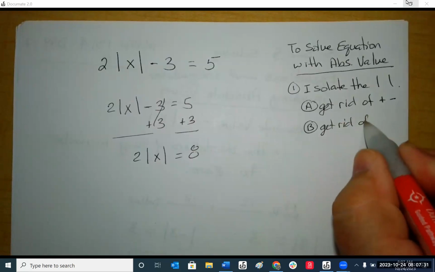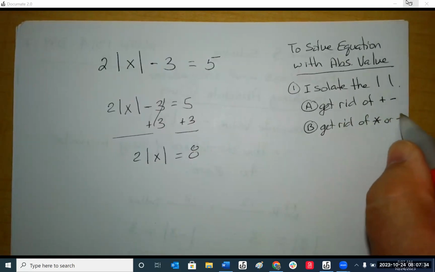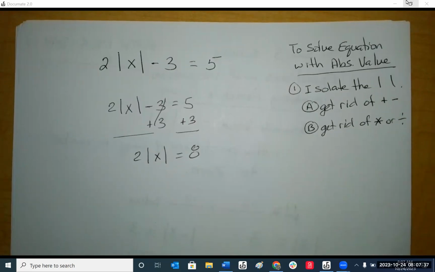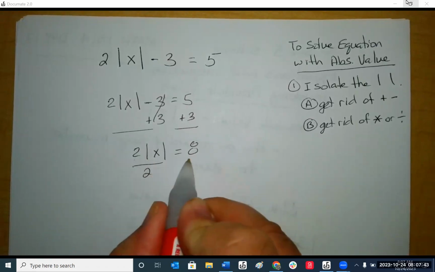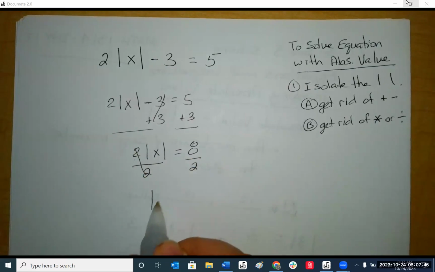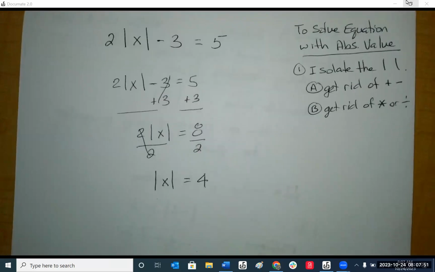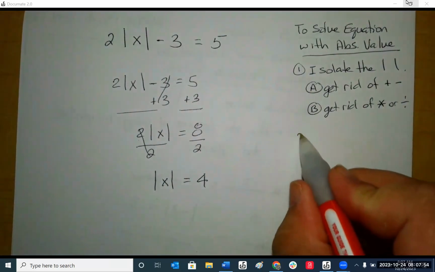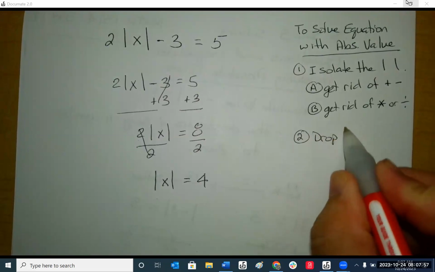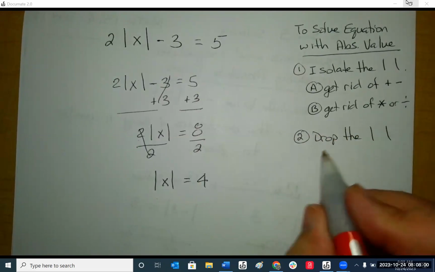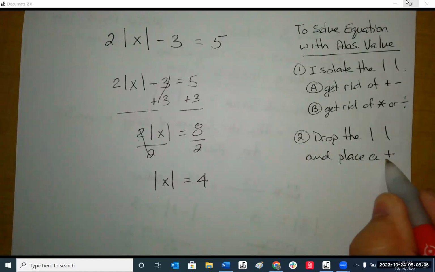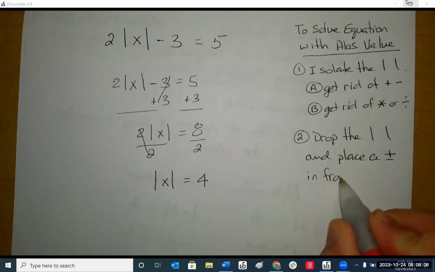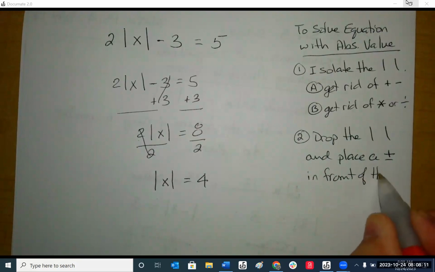Then get rid of anything multiplied or divided to the absolute value. This is 2 times absolute value of x, so since it's multiplied, we divide both sides. We isolated the absolute value. Drop the absolute value signs and place a plus or minus in front of the answer.